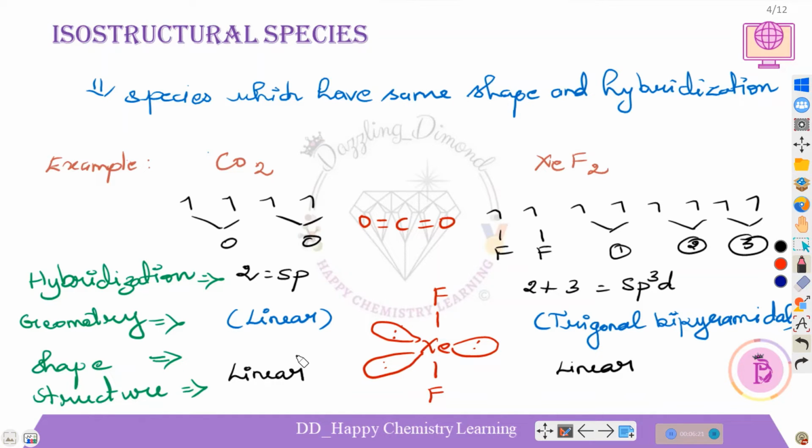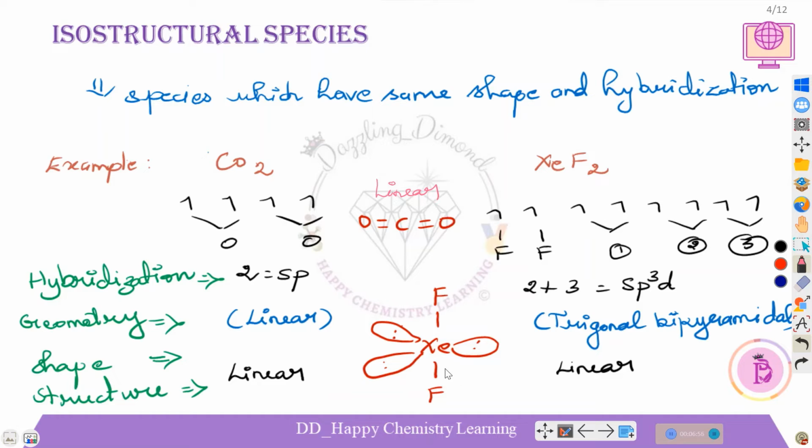Here you should also give keen importance to the difference between shape and structure. You should not consider the geometry of the molecule, you should see the shape of the molecule, right? Hence these two are considered isostructural species. It is the structure of CO2 and XeF2. So you can observe the structure is linear, right?